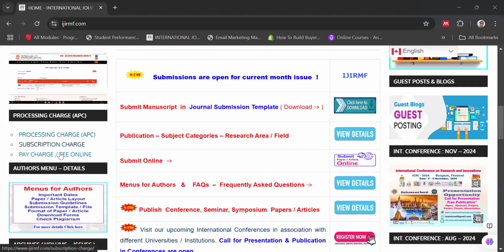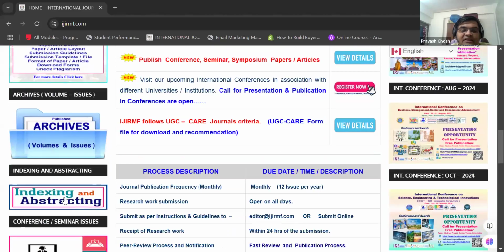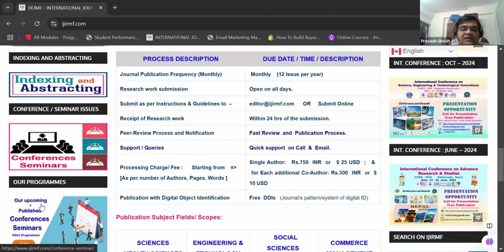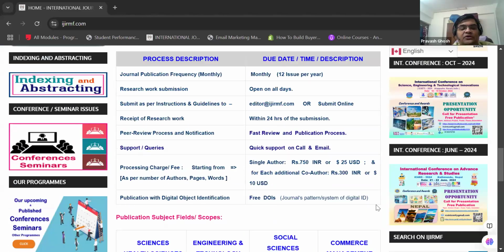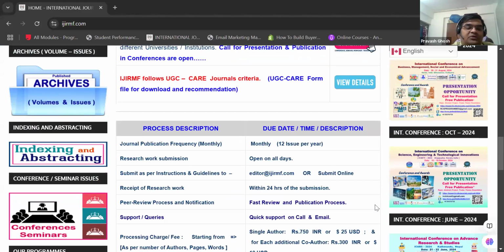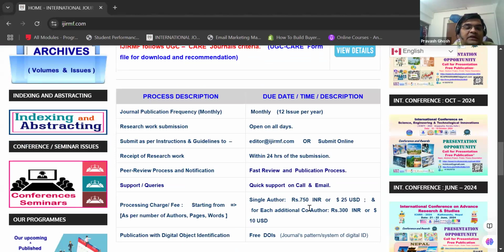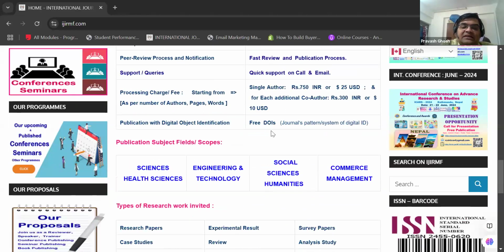Processing charge, they have written subscription charge, page charge, important guidelines, indexing, timeline. अच्छा, month 12 issue per year. Within Open all 24 hours. Please see this, all of you, please. Receipt of research work within 24 hours of submission. Acceptance. My God. अब तो hours में बोल रहा है, days. हम लोग month की बात कर रहे थे in day 1. And free DOI. Free DOI.